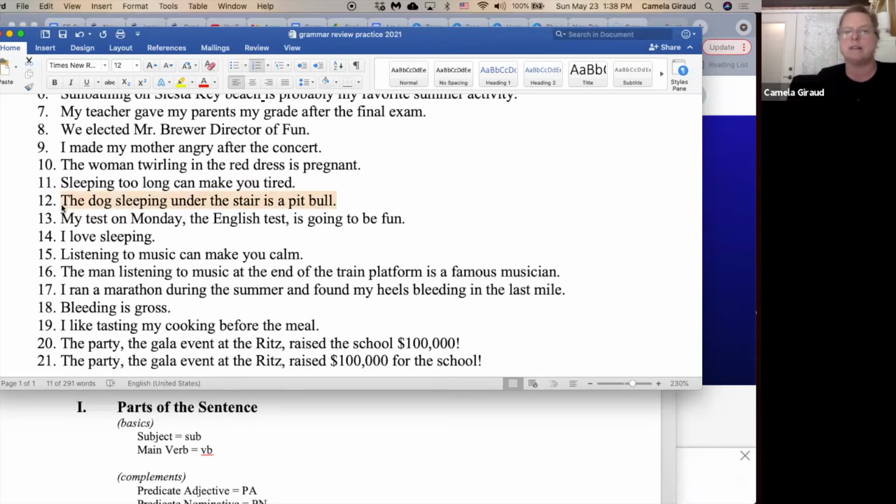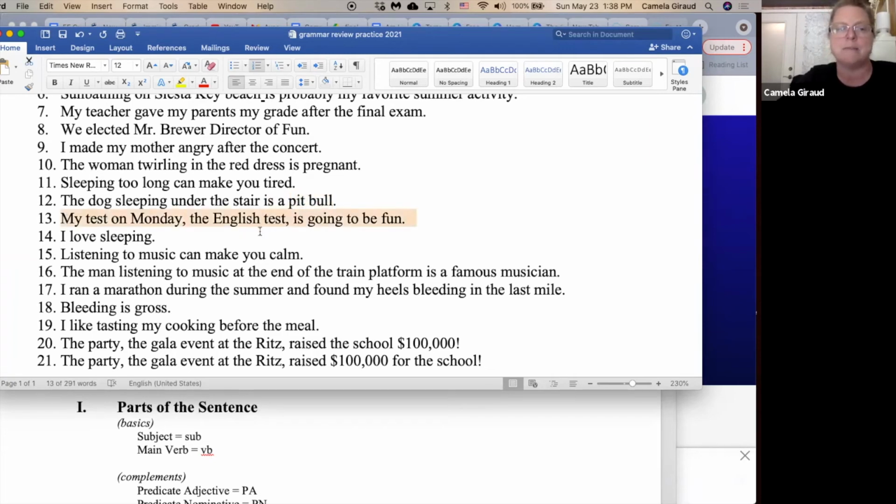Okay, the dog sleeping under the stair. Oh, which dog? Which one? The dog sleeping under the stair. Not the dog sleeping in the bed, not the dog barking outside, but the dog sleeping under the stair. So that's a participle. It's answering which dog. It looks like it's a verb, but it's not the main verb of the sentence. The main verb of the sentence is this little guy, that linking verb. So if it's a linking verb, I know that I'm looking for a noun or an adjective on the other side. And here's the noun right there. So that's a predicate nominative.